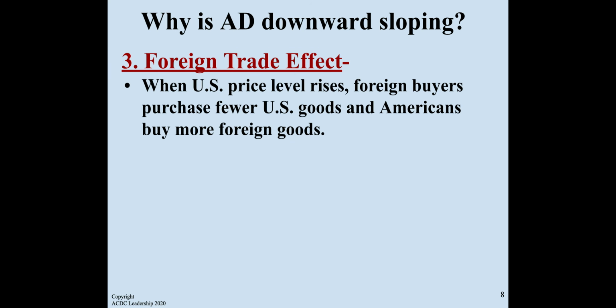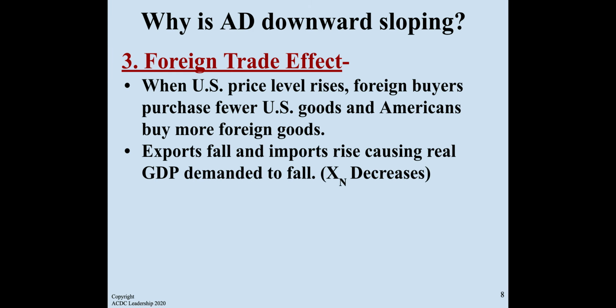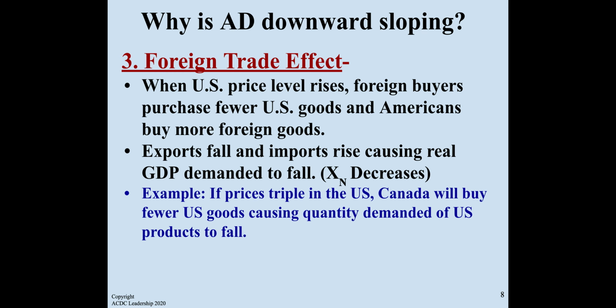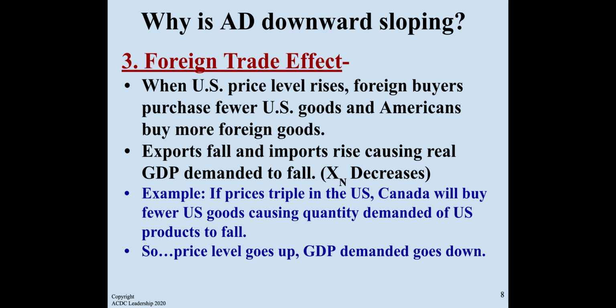And finally, the foreign trade effect. When the US price level rises, foreign buyers purchase fewer US goods, and therefore Americans are driven to buy more foreign goods. When that happens, your exports as a country fall and your imports rise. This causes real GDP demanded to fall. In other words, the XN decreases. An example, if prices triple in the US, Canada's not going to buy US stuff, and the demand for US products is going to fall. Price level goes up and the GDP demand goes down.